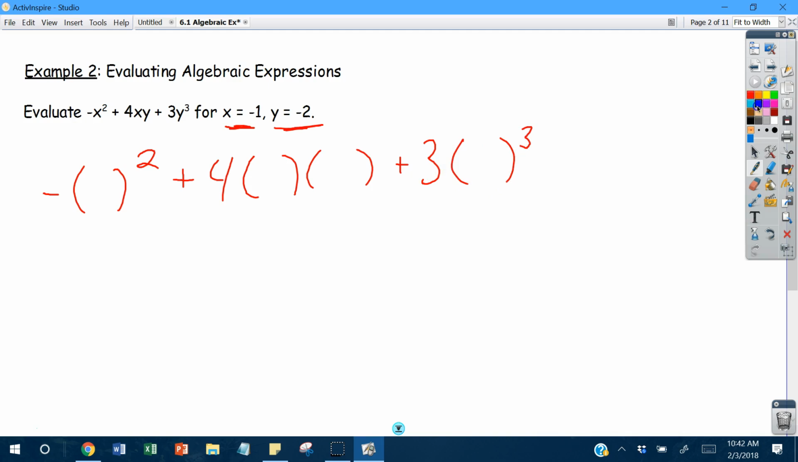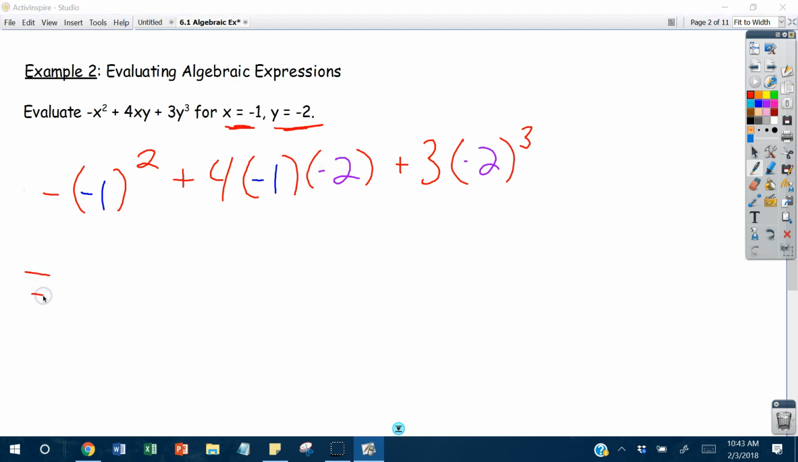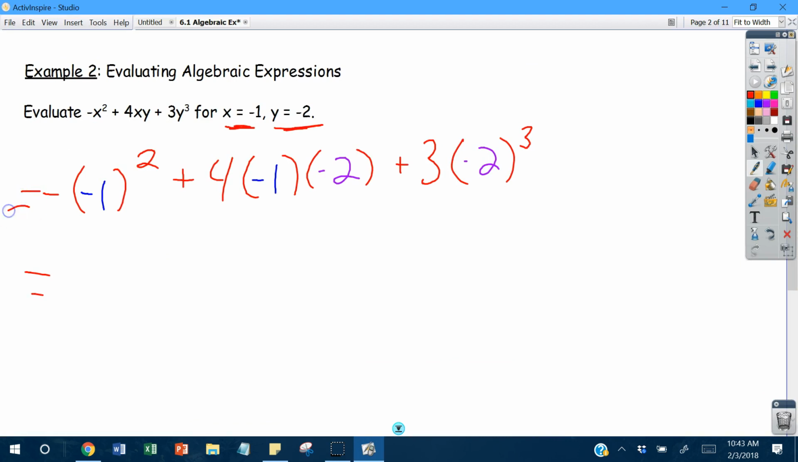So I'm going to plug in -1 everywhere I see an x. So there should be a -1 here and a -1 here. And I'm going to plug in -2 everywhere I see a y. So let's put -2 here and -2 here. And then from here, I can just keep evaluating this expression, and you just tell me what these numbers are. So let's tackle exponents first.